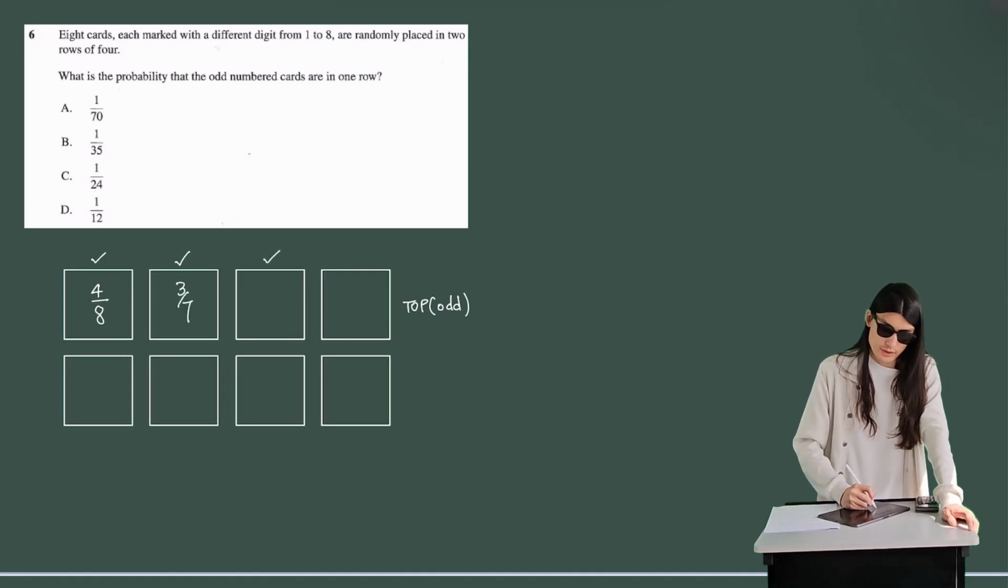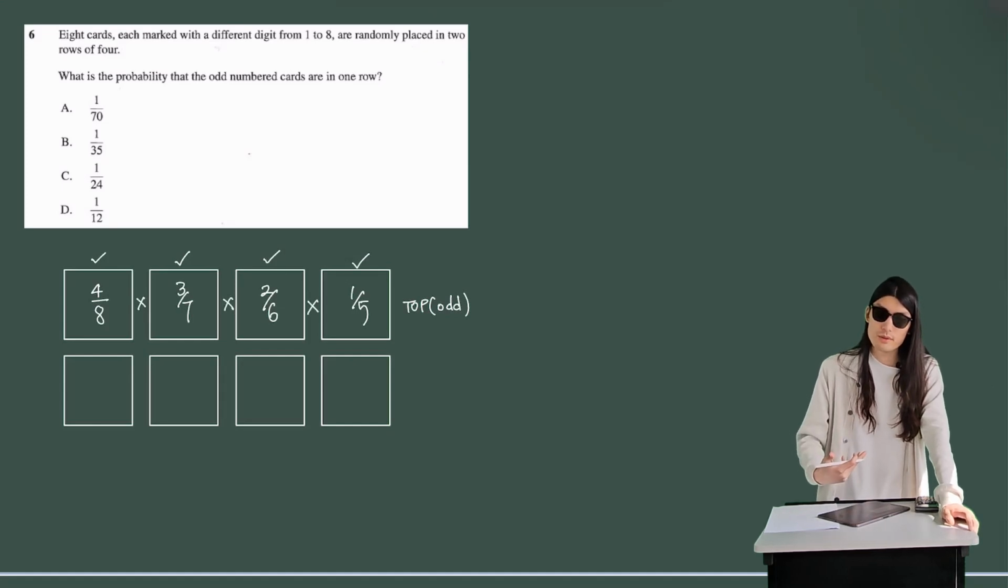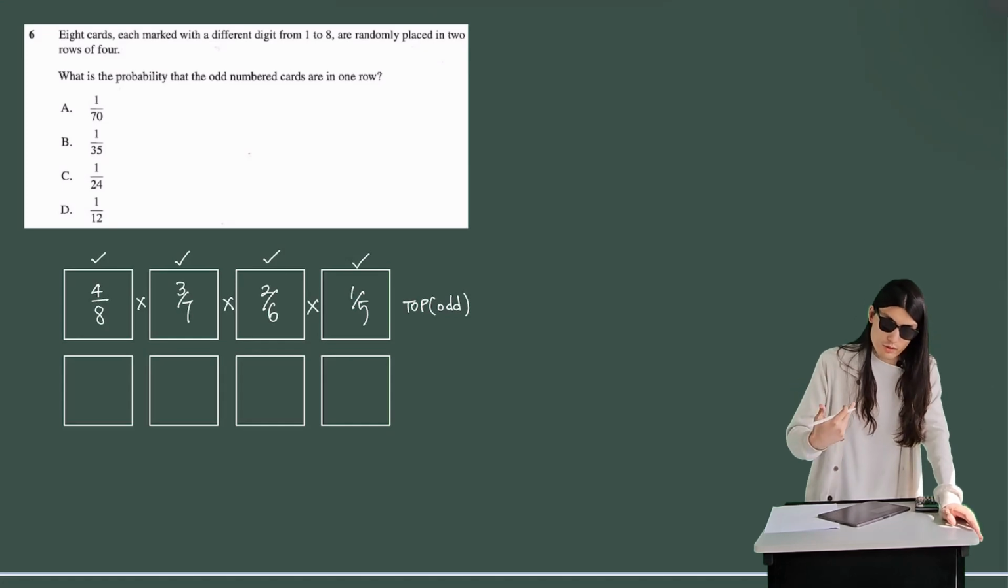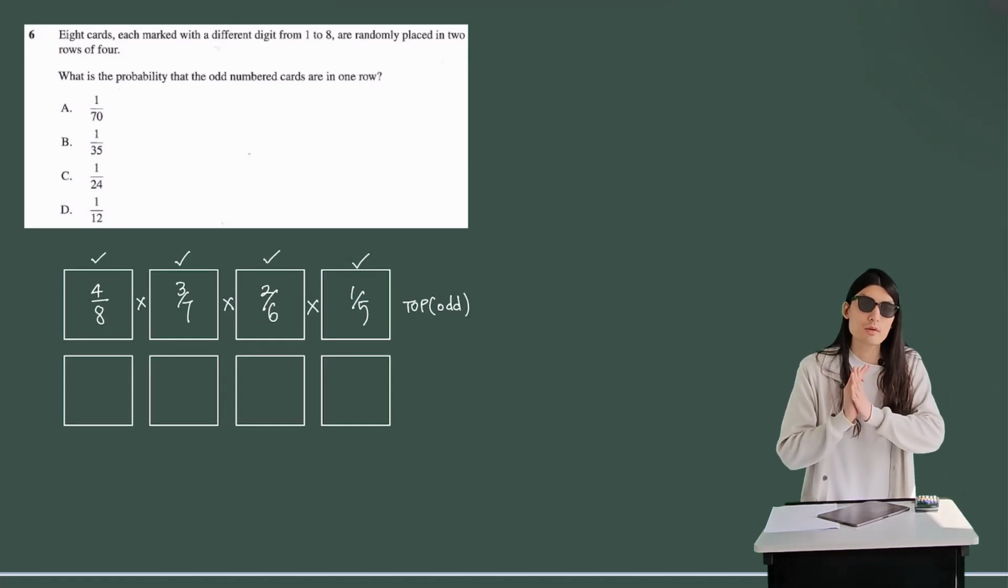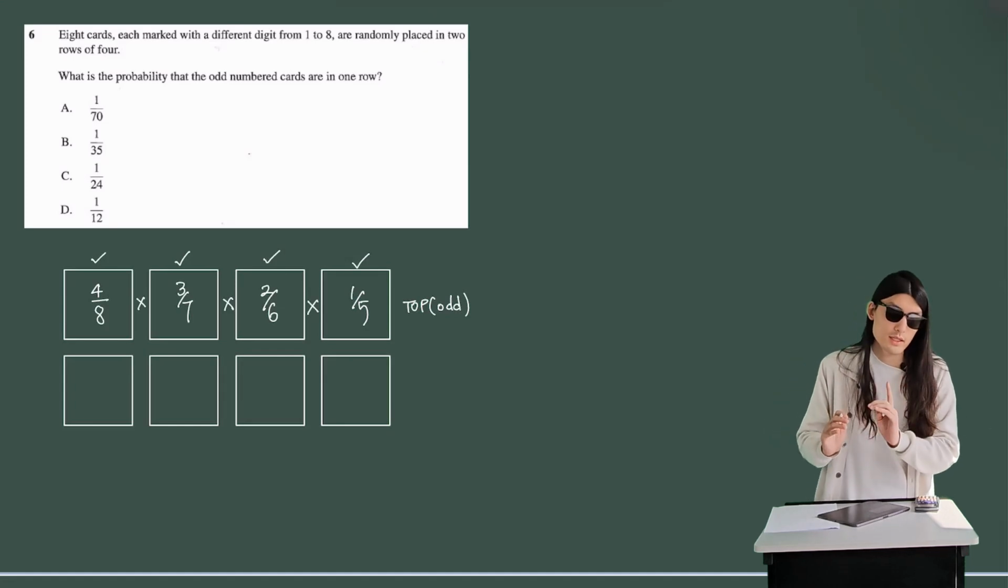For the next position, the third position, 2 on 6. And then for the last position, 1 on 5. And all those probabilities multiplied then gives you the probability of the entire top row being filled by odd-numbered cards, doesn't it?